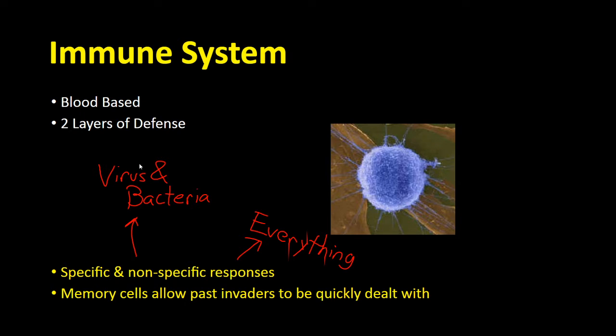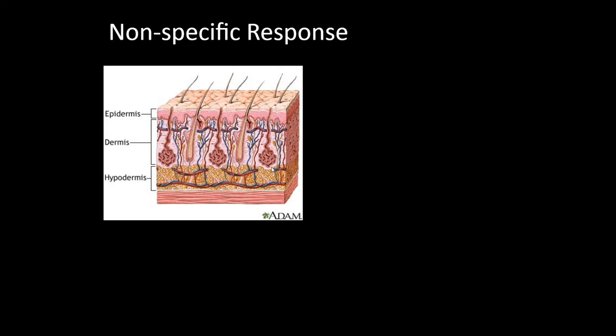We went over this. Remember, the immune system exists in the blood of us, and it's going to function two different ways, either specific or non-specific. Non-specific will be for everything. Just about anything that happens to you, your non-specific response will trigger. Specific response is only for our virus and our bacteria.